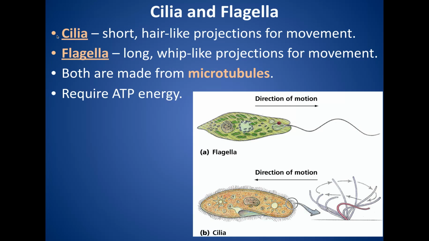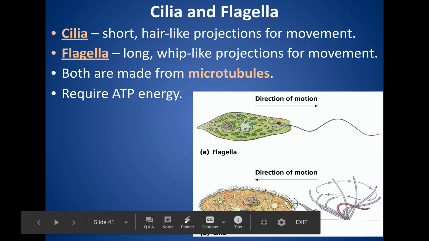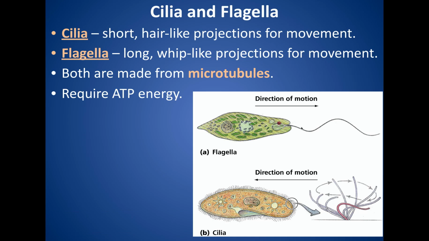Some cells move. So some cells have what are known as cilia. Cilia are tiny little hair-like structures that flutter in a specific way, and it allows the cell to move. These little hair-like structures are made of proteins. Some cells have flagella, which are long whip-like projections that help the cell to move as well. Regardless if a cell is going to move, it's going to require that ATP energy that was made in cellular respiration.